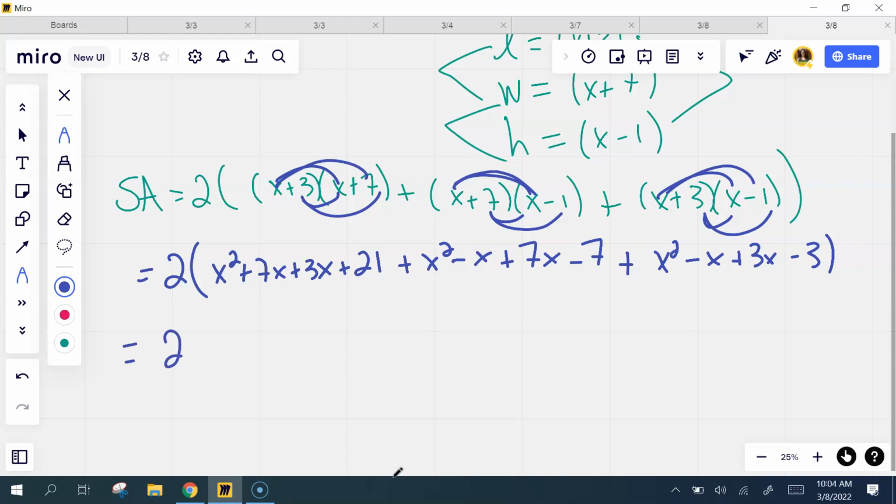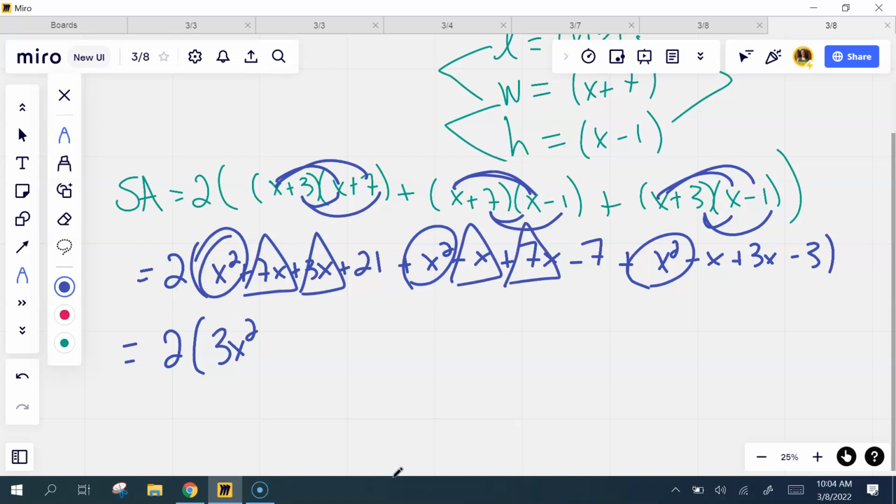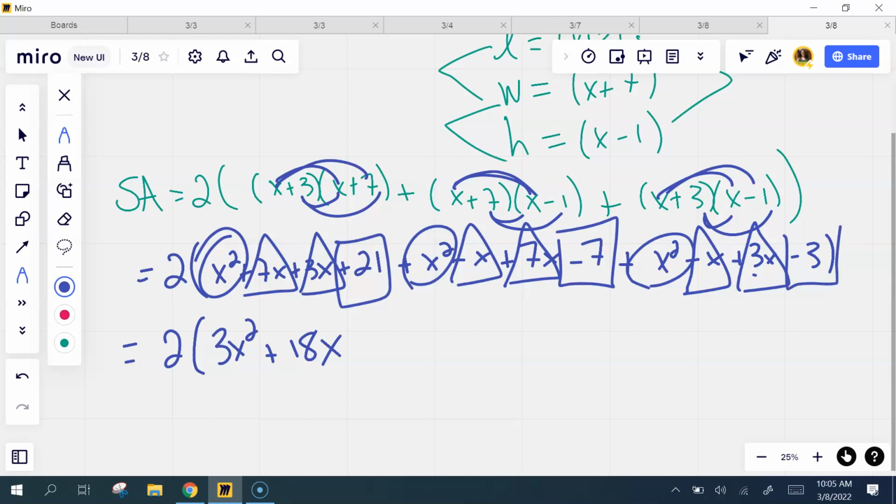Like terms, I'm going to do the like terms before I multiply by 2, because then I don't have to multiply as much by 2. So how many x squareds do I have? 3x squared? Then 7x, 3x, negative 1x, 7x, negative 1x, and 3x. What does that give you? Let's see. 10 minus 1 is 9, plus 7 is 16, minus 1 is 15, plus 3 is 18. All right, okay there? And then constants. 21 minus 7 is 14, and 14 minus 3 is, y'all can do that one, 11.